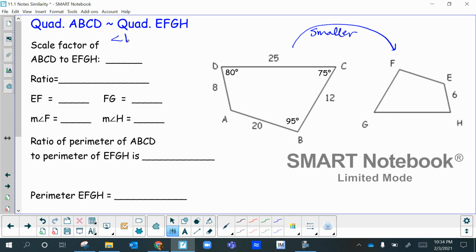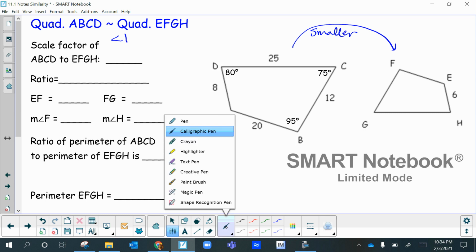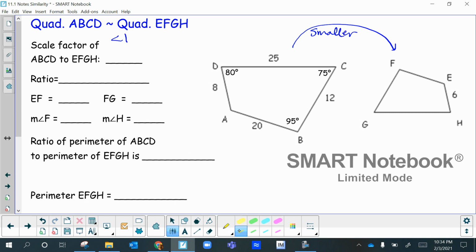So now we need to make sure what corresponds to what. I'm going to get my highlighter. So I have this 6, which is EH. Those are supposed to correspond to the same letters in the same position. So AD, where's AD? This one here. Okay, so those two correspond.